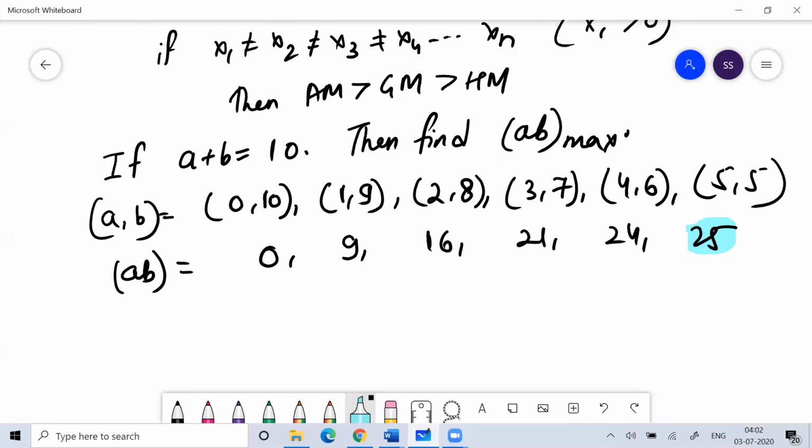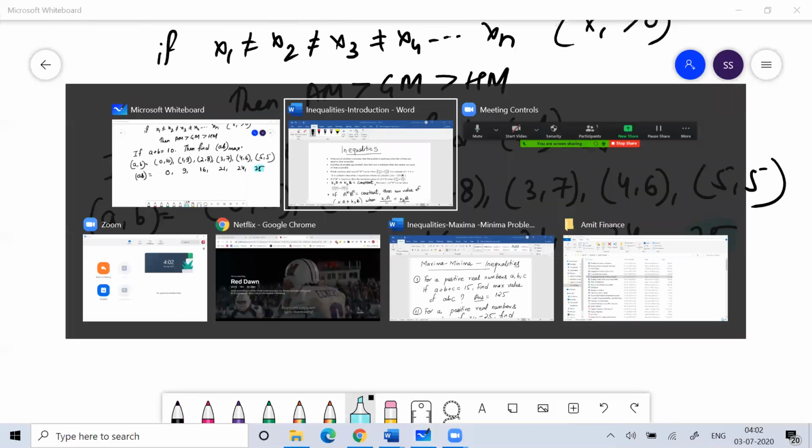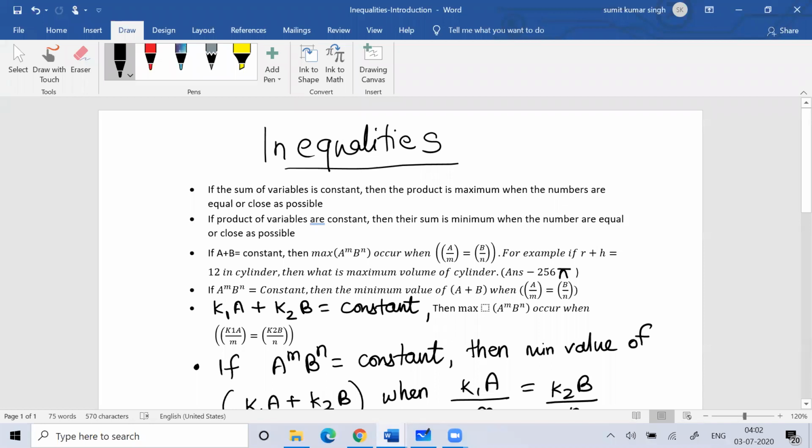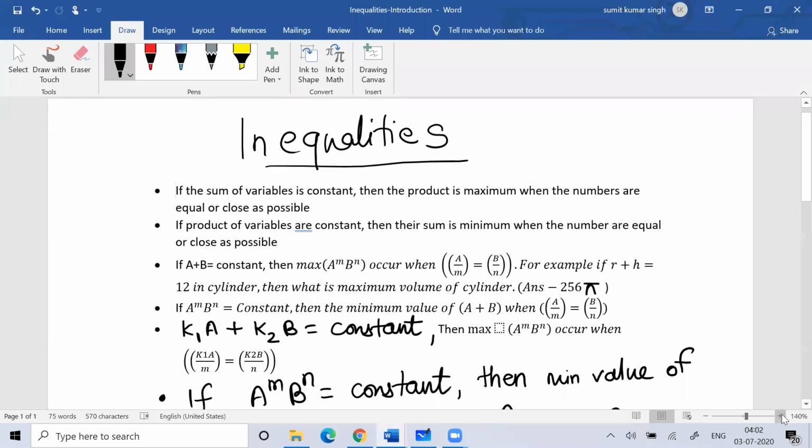This leads us to understand a very important concept: if the variables are positive real numbers and their sum is constant, then the product is maximum when the numbers are equal, or as close as possible.